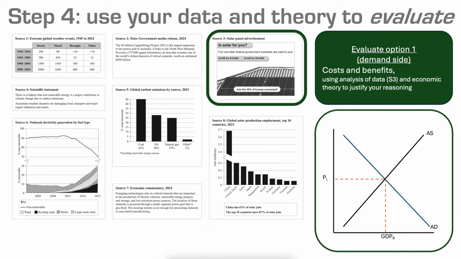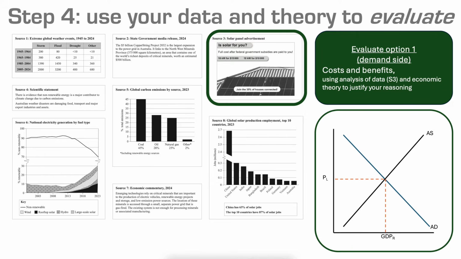Step 4 is to use your data and your theory to evaluate. And we'll look at option 1 first, the demand side. And there's really only one data set that sits to this, and it's this one, source number 3, which gives you information about subsidies and costs of solar systems. So we have to try and use this data set and our understanding of economic theory to think through some of the costs and benefits and likely outcomes on some of our major economic indicators.